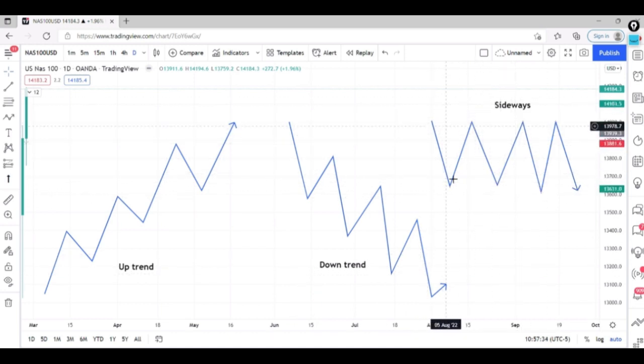So this is where the market's not really doing anything, and for the most part, you really don't want to trade this unless you're trading the extremes, which is the highs and the lows. All right, so let's go to the chart and show you guys some examples.